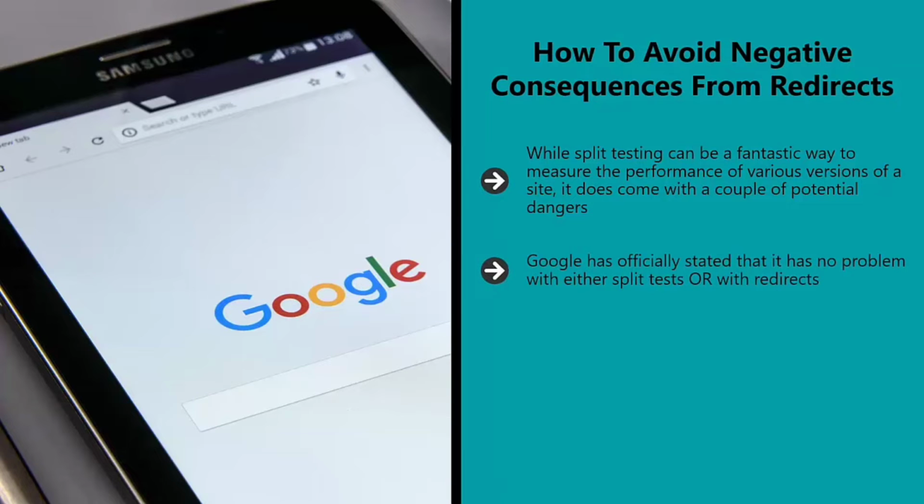Google has officially stated that it has no problem with either split tests or with redirects. In fact, redirects are commonly used in a variety of other scenarios. They are necessary for many e-commerce tools, for example, and also used to mask URLs for affiliate marketers. But redirects can also be used maliciously, and it's here that the problems come in.